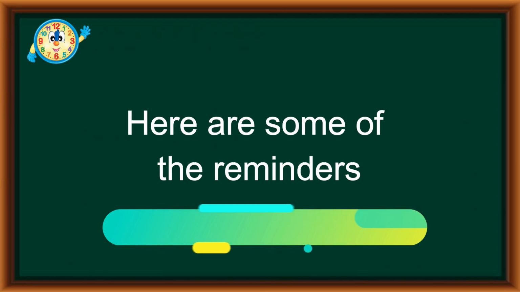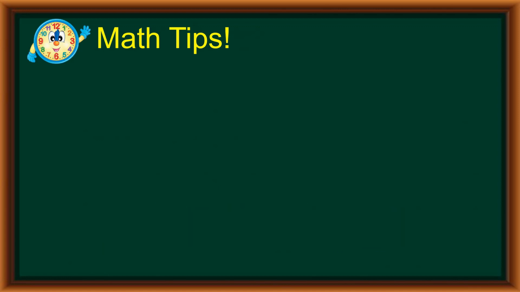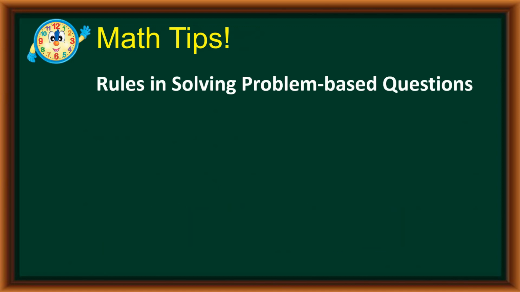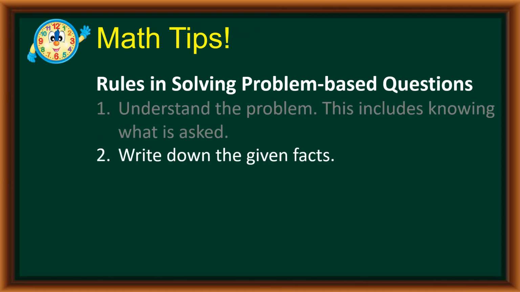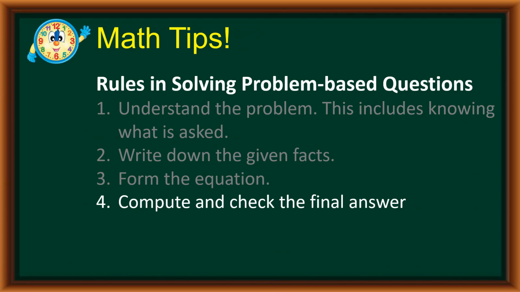You may wonder how we are easily solving our problems. Here are some of our math tips. These are the steps that we should possess. First is to understand the problem. This includes knowing what is asked. Second step is to write down the given facts. Third step is to form the equation. Forming the equation is knowing the process you will use to solve the problem. And finally, our fourth step is to compute and check the final answer.